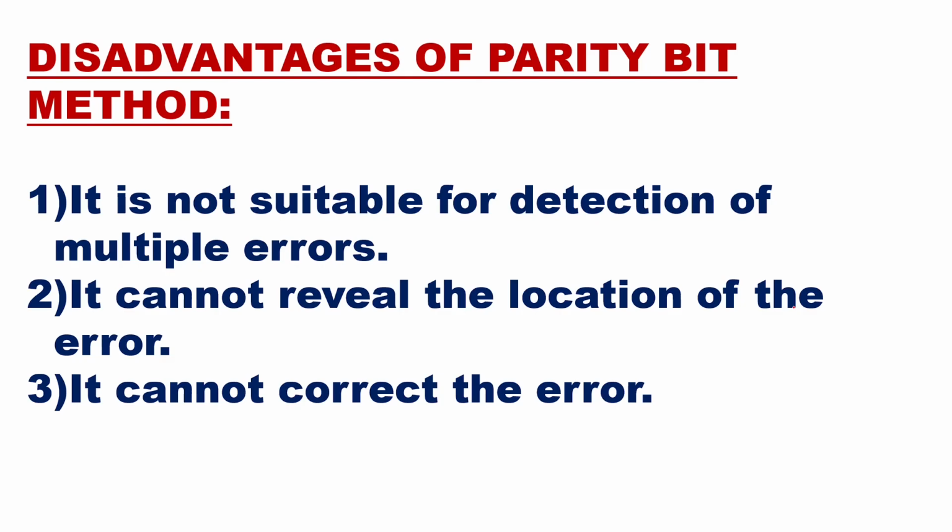It will just count the number of ones in a given code word, whatever you have received, but it will not tell which bit has changed, from 1 to 0 or 0 to 1. So it cannot tell you the location of the bit, so it cannot reveal the location of the error. Number three, it cannot correct the error. Once the error is detected, if the number of ones received is not correct, then it will tell the transmitter to retransmit the data because it is not able to correct the error. That is a disadvantage of this method.